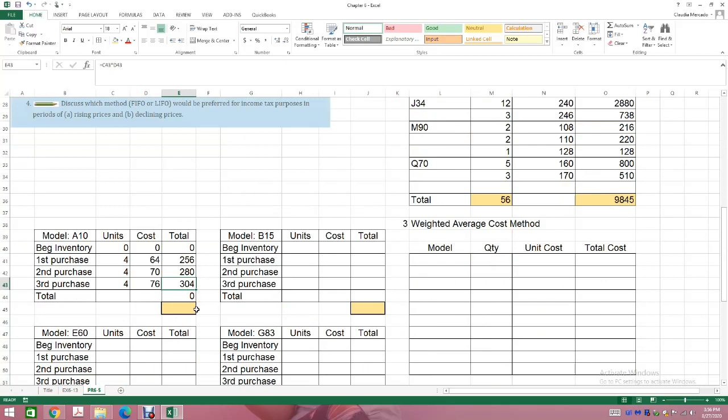And then we're going to get our total. Okay, so I'm going to add them together. Okay, and how many units did I have? Well, I had 12 units. The cost is $840. Okay, so now what I'm going to do is get the 840 and divide by the total units, which is 12. Okay, and that gives me a per unit value of $70. Okay, so that is my average cost. Weighted average cost for model A10.